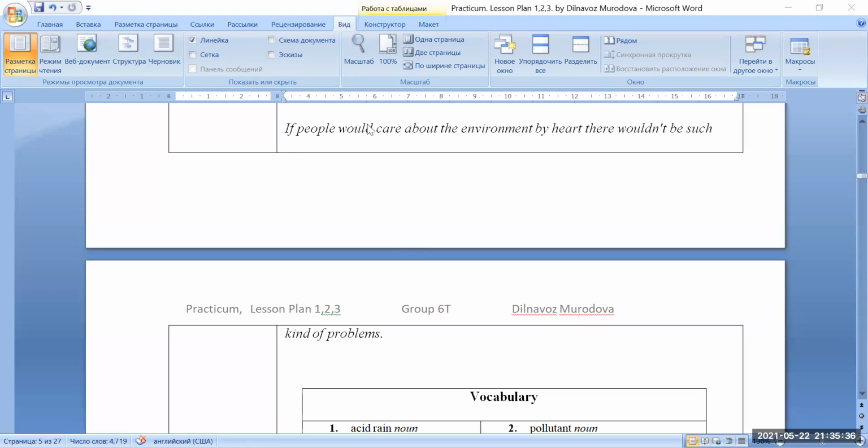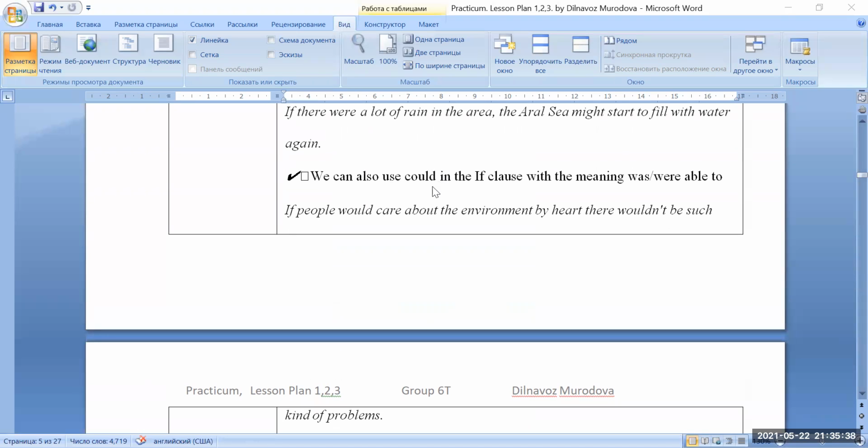And in the if clause, we are using would instead of, sorry, just here also, it should be could, yes? If people could care about the environment by heart, there would not be such kind of problems. Here could is used with the meaning was or were able to.